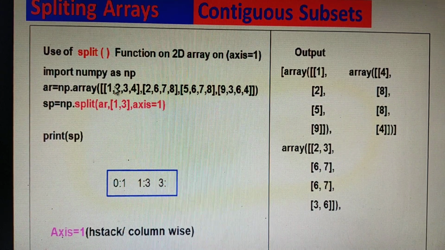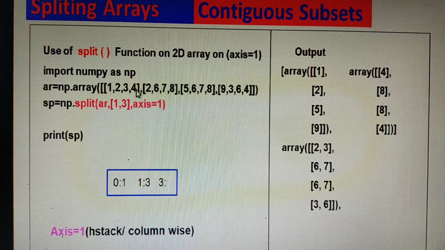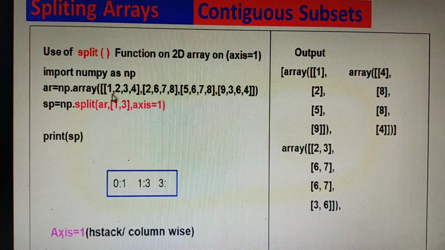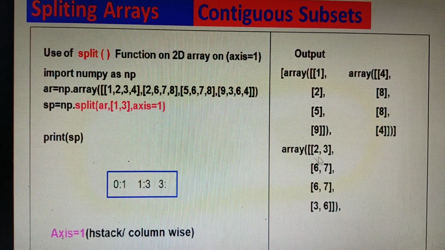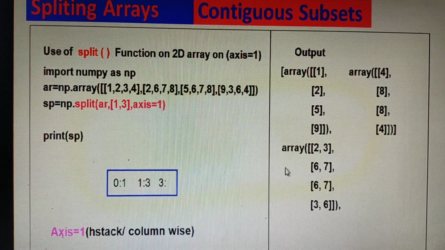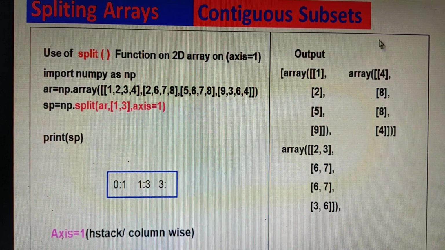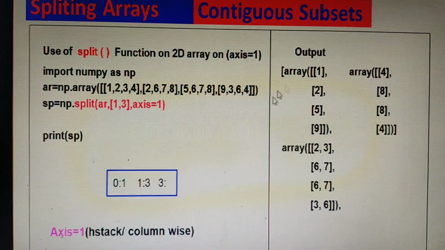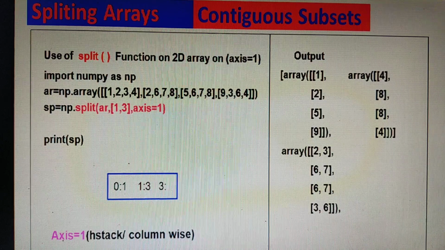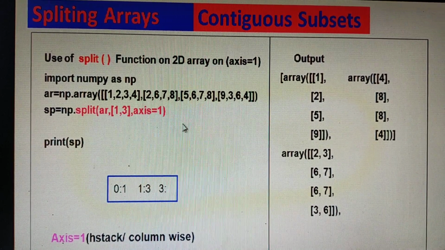So first, the 0 column, this is the 0 column, 1 2 5 9. When you organize in matrices, you will find this column. This is the 1 and 2 column, index 1 and 2, 3 will be excluded. So you can check the 1 and 2 columns, and the last, third column is here. So this is the way you divide vertically using split on axis 1. Axis 1 will divide vertically and 0 will divide horizontally.